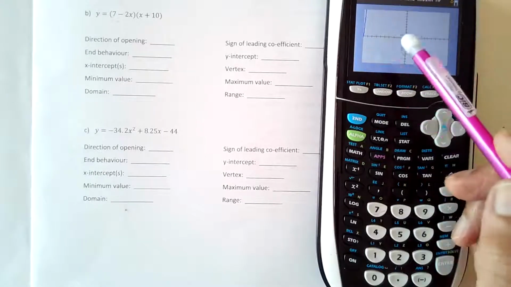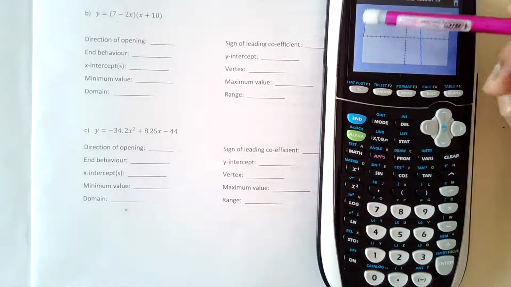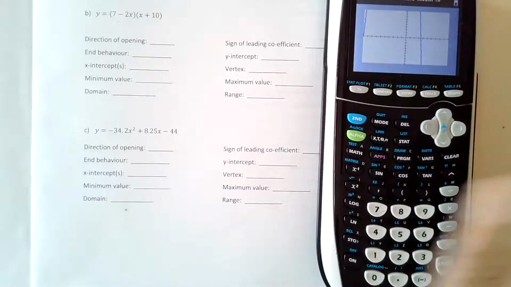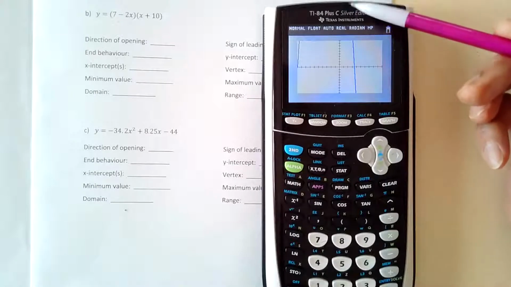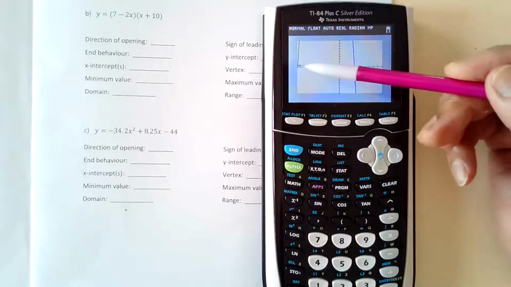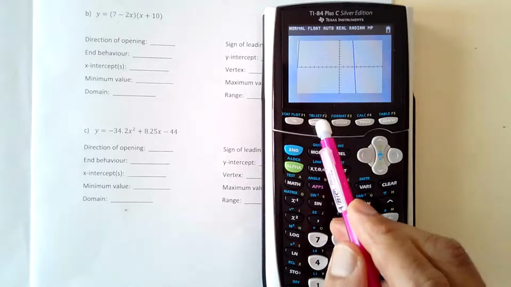Notice it's way on the other side, and it seems to be very difficult to see. Now, this is where you need to adjust your window on the graphing calculator. Notice the graph is going way above your window. This is your window here. So it's above the window, and you barely could see it on the left side. So we need to adjust the window.